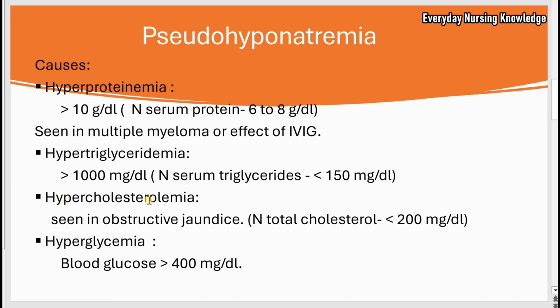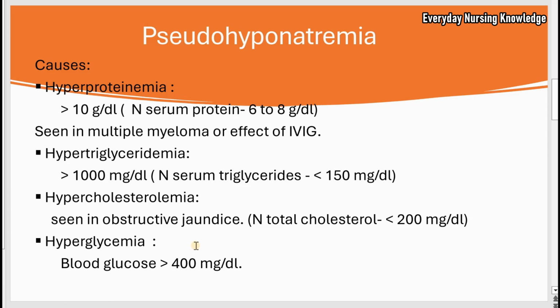The third cause can be hypercholesterolemia, increased cholesterol level. Total cholesterol level should be less than 200, and this is usually seen in obstructive jaundice. These are the three main causes associated with pseudohyponatremia. It's also seen in hyperglycemia, as the blood glucose increases beyond 400 milligram per deciliter. So remember, in this condition, the lab may measure low sodium and it's just a lab measurement error. So it's called pseudohyponatremia.